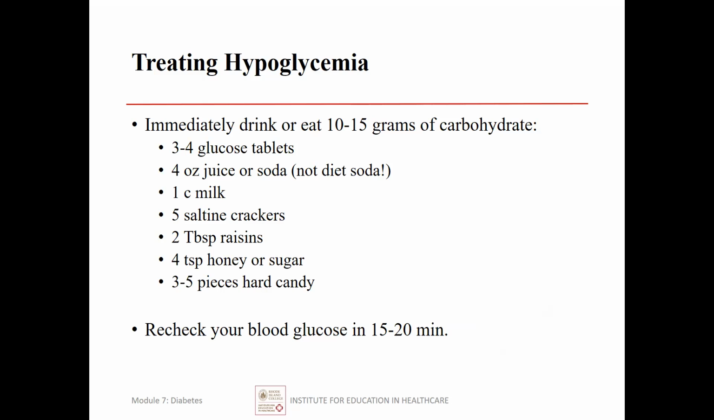It's important for them not to drink diet soda because that won't help bring their blood sugar up. To have a cup of milk, 5 saltine crackers, or 2 tablespoons of raisins. They could have 4 teaspoons of either honey or sugar, or eat 3 to 5 pieces of hard candy. They're not going to do all of these. They're going to pick one of these, and then they're going to give it about 15 minutes to work, and then they're going to recheck their blood sugar. If the blood sugar is still low, they're going to repeat the whole process.